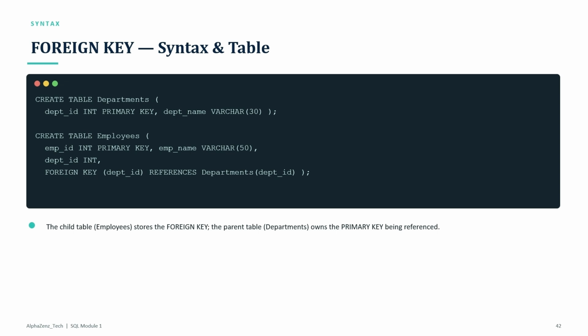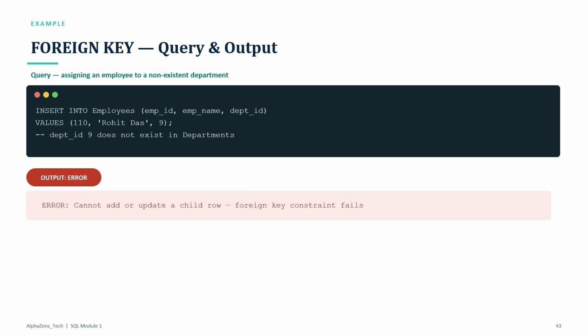Slide 49. Foreign key, syntax and table. Screen shows two tables, the parent and the child. Here we need two tables. First, departments with dept_id as its primary key and dept_name. Then employees with emp_id as primary key, emp_name, dept_id, and then FOREIGN KEY (dept_id) REFERENCES departments(dept_id). Remember this rule: the child table, employees, stores the foreign key. The parent table, departments, owns the primary key being referenced.